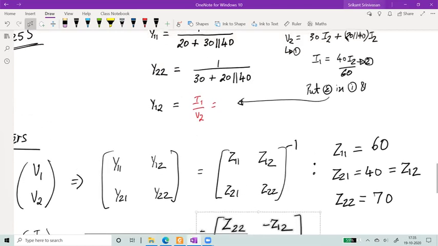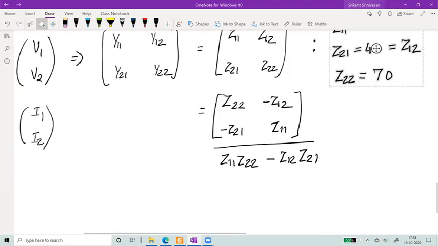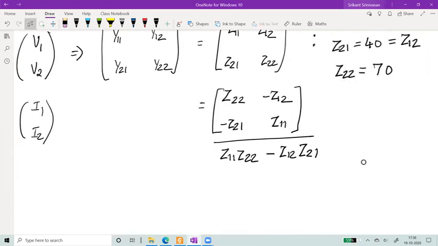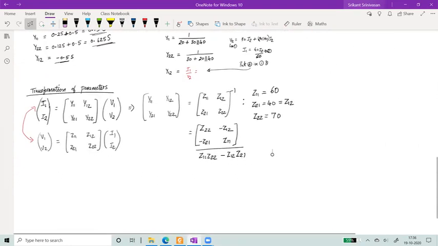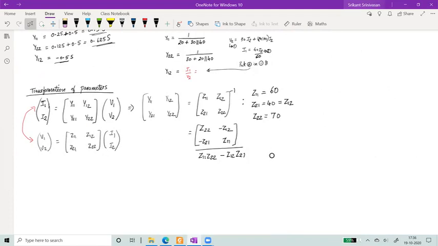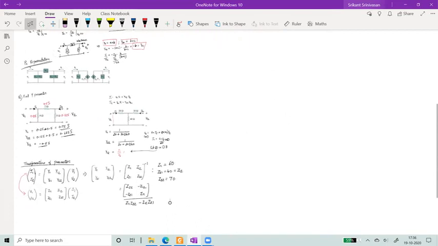So if I know that there is a T network, I can always calculate the Z parameters instantaneously. And I just need to do the straightforward math on a calculator and find out what is the inverse of this. Okay. So that's about it for the Z and T parameters. So maybe I'll take up more of this in the next class.